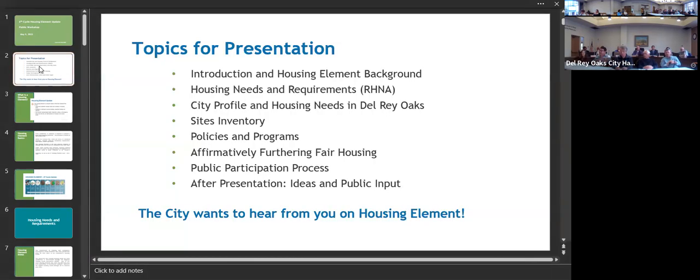For those who have not been familiar with housing elements in the past, we'll go over a little bit of that. Introduce the requirements of the city. Talk a little bit about our profile of the city. Discuss the sites inventory, which we really would like to focus on tonight if we could, in terms of where the city can have housing, where affordable housing can be built. As you probably know, we need to identify sites that would be available for affordable housing to meet the regional housing needs, but we do not need to build them.